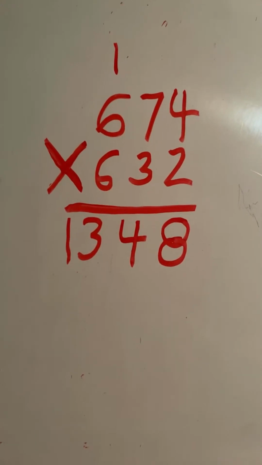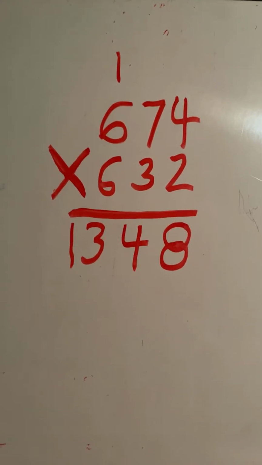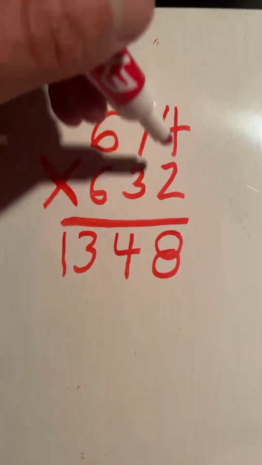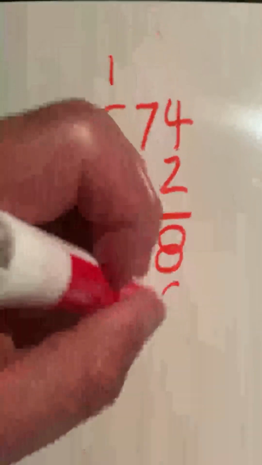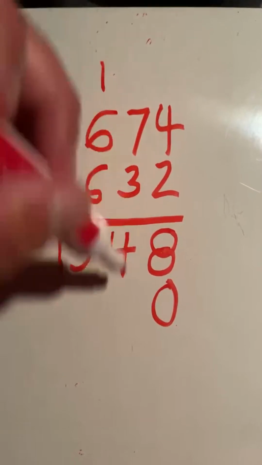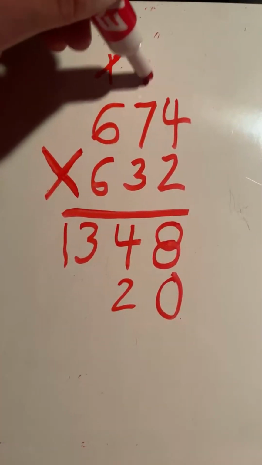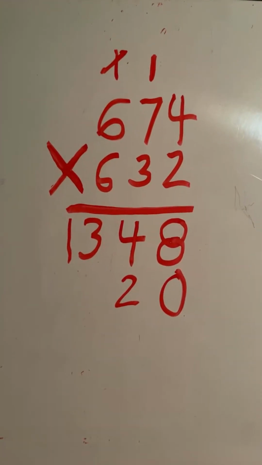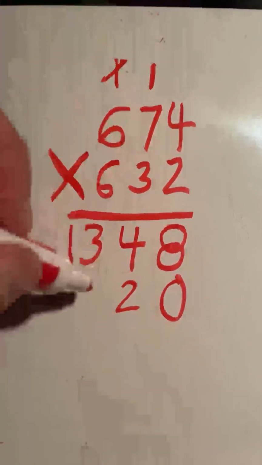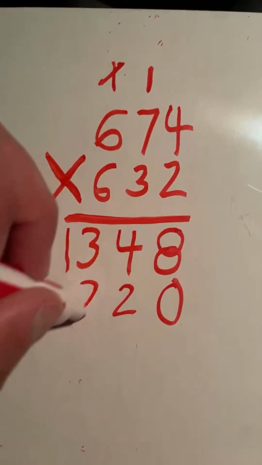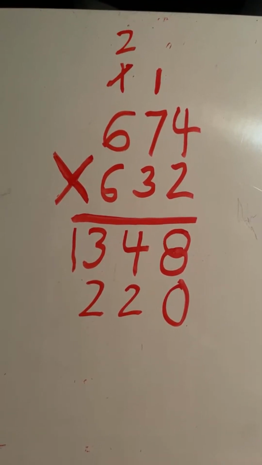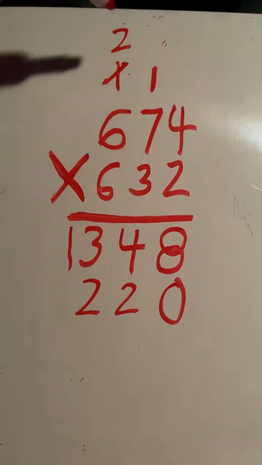So far, we have multiplied 674 times 2. Next, we have to multiply the top 3 digits times the bottom digit in the tens place. And since both digits in the ones place have already been multiplied, we're going to put a 0 in the ones place. 4 times 3 equals 12. 2, carry the 1. 7 times 3 equals 21, plus 1 equals 22. 2, carry the 2. 6 times 3 equals 18, plus 2 equals 20.